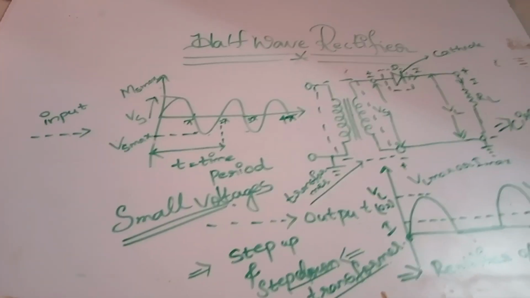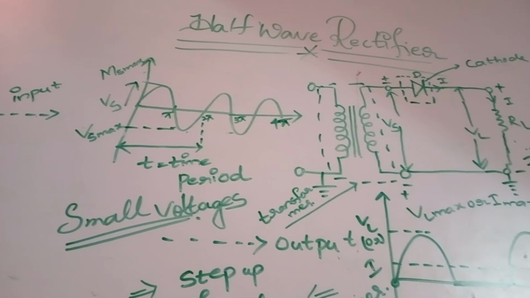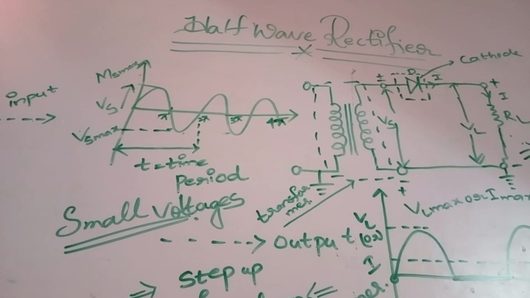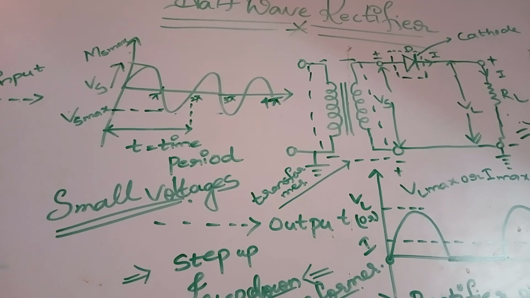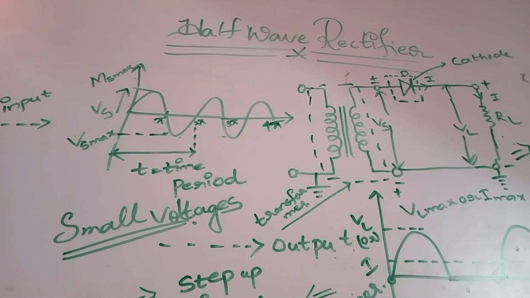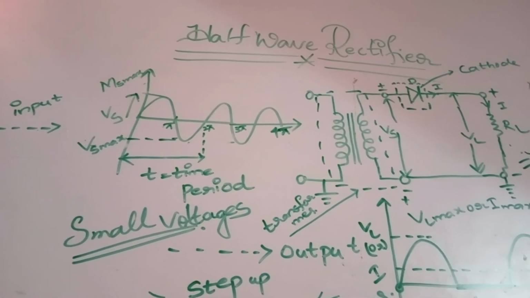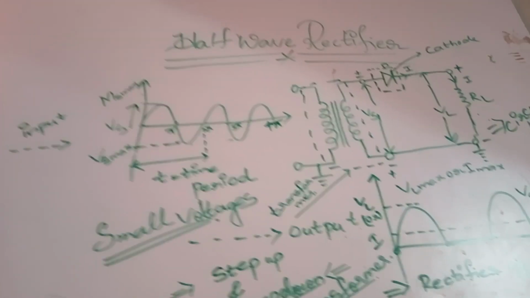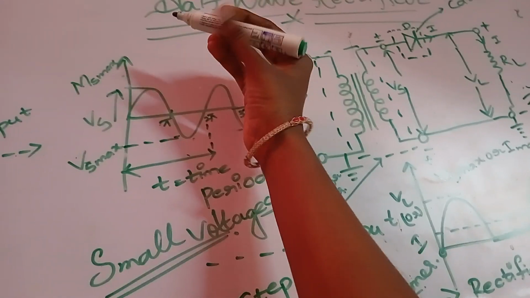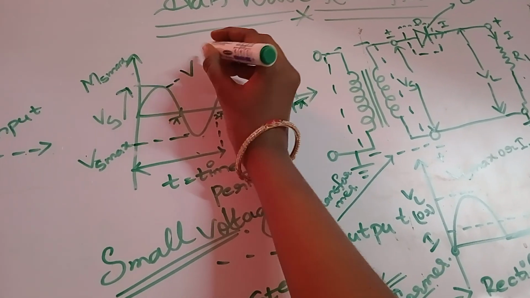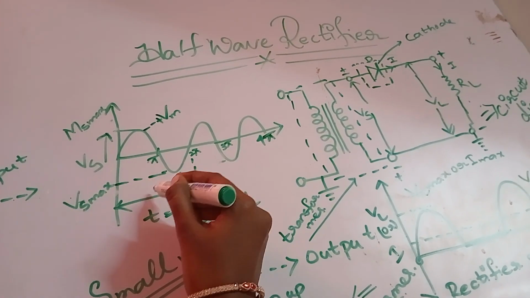So here we will see how the half wave rectifier's working principle works, right? What are the cycles which are present in the half wave rectifier? So we know the positive cycle and the negative cycle, right? This is the positive cycle, this is the negative cycle, which is positive Vm, this is negative Vm.